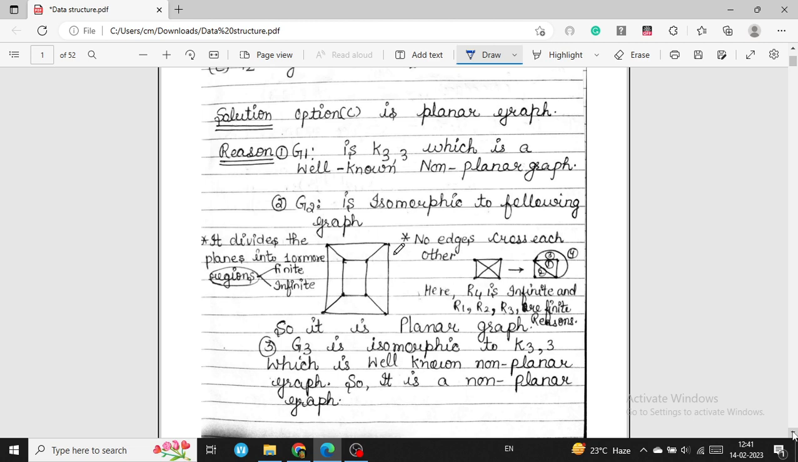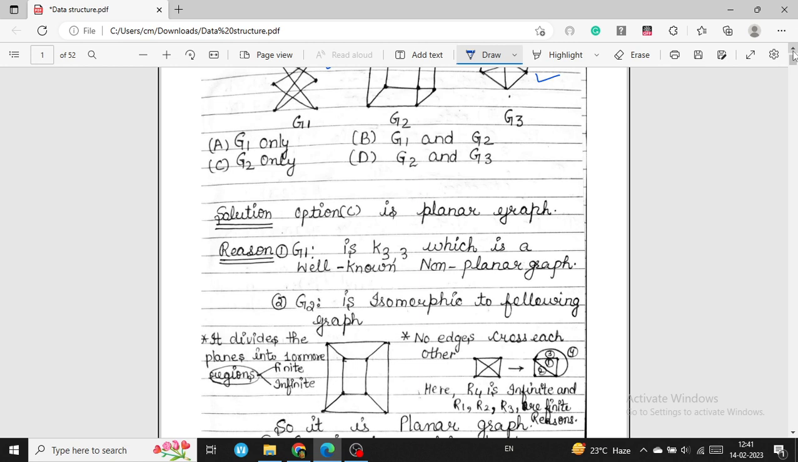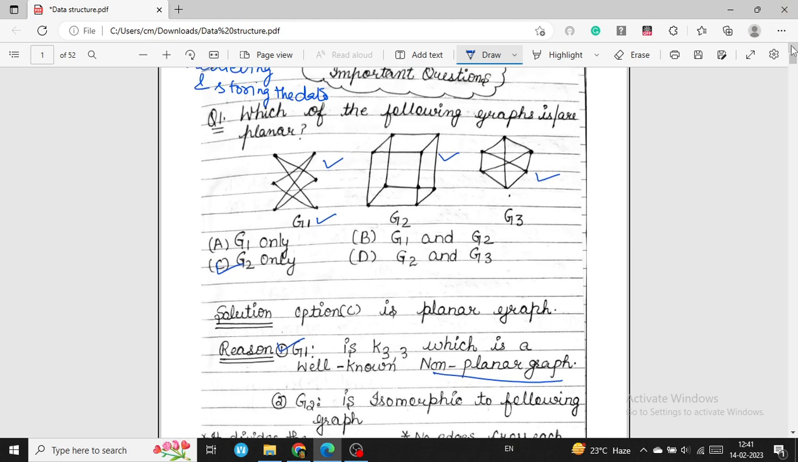So, in this question, the answer is option C. Now I am going to discuss how it is a planar graph. First reason is graph 1. This graph is given in the form of K3,3, which is a well-known non-planar graph, because if you want to draw a new graph from this graph, we cannot draw it.